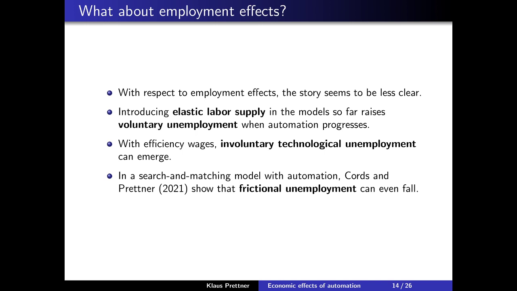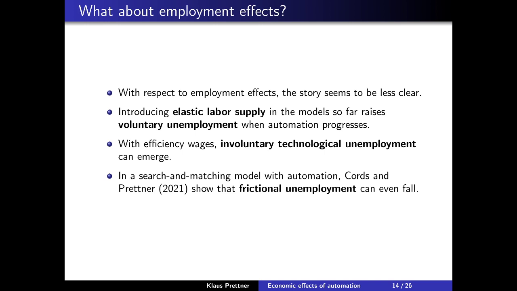Now, one can introduce involuntary unemployment in these types of growth models by including some sort of efficiency wages, that is, wages, at least for one group, are paid that are higher than the market clearing wage, and then there is involuntary unemployment in equilibrium, and then one can analyze what happens if automation capital increases. And what happens when you do this is that you can show that in the long run, technological progress would indeed raise technological unemployment. So automation would lead to an increase in technological unemployment.